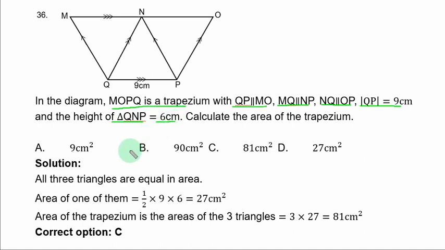From the markings, it is clear that all 3 triangles are equal in area. So since the triangles are 3 and they are equal in area, once you get the area of one of them, multiply it by 3, it gives the area of the trapezium. So area of one of them is half times base times height, that is 1/2 times 9 times 6, that is 27 square centimeters. Area of the trapezium is the area of the 3 triangles. That is 3 times 27 equal to 81 square centimeters. C is the correct option.